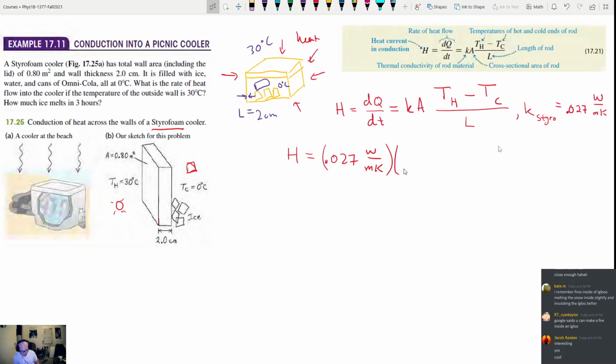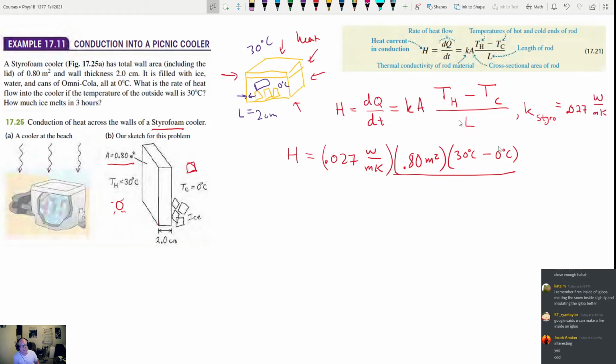We multiply by the cross-sectional area of the cooler, which is given in the problem to be 0.80 meters squared. We then multiply by the temperature difference here. So our temperature difference is 30 degrees for the hot minus 0 degrees for the cold. Easy to remember which is which, right? Because this is always going to be bigger than this one, which means this will always be positive.